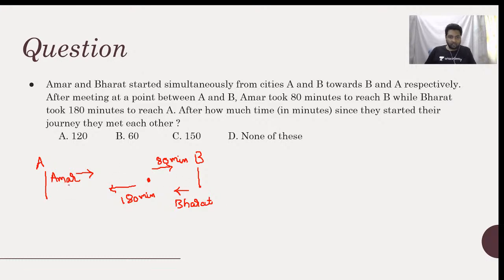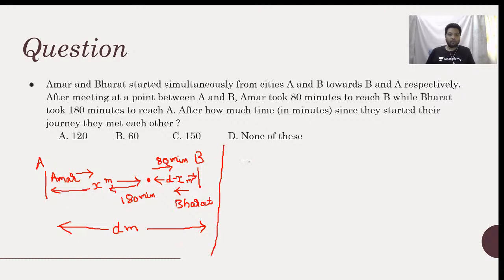Let us say this entire total distance is D. Therefore, if I say this is x meters, this will be D minus x meters, given that the total distance is D meters. And please understand, I'm going to consider the speeds in terms of meters per minute. So speed is considered in units of meters per minute.